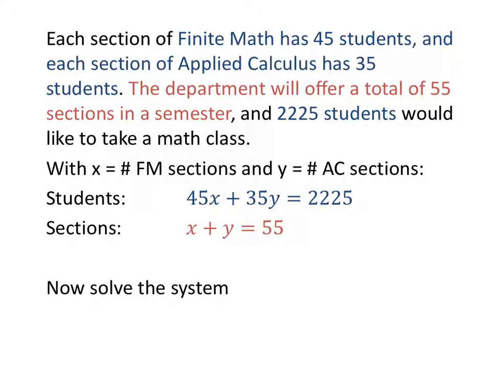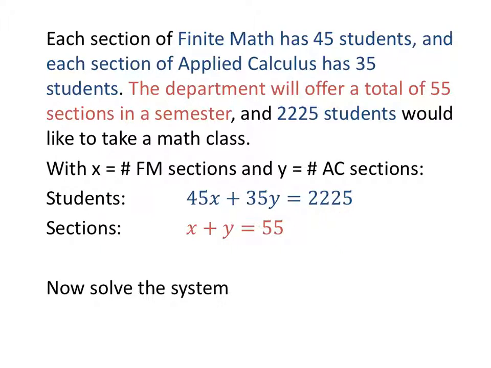So with X the number of finite math sections and Y the number of applied calculus sections, I can look at students. There are 45 students for each section of finite math, 45X, plus 35 students for each section of applied calculus, that's 35Y, to give us a total of 2,225 students.